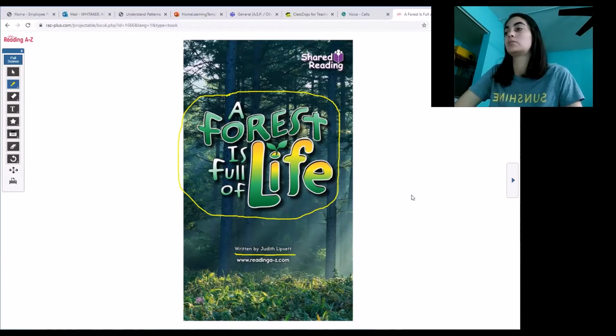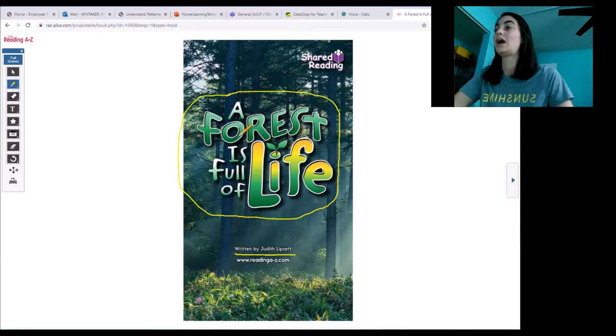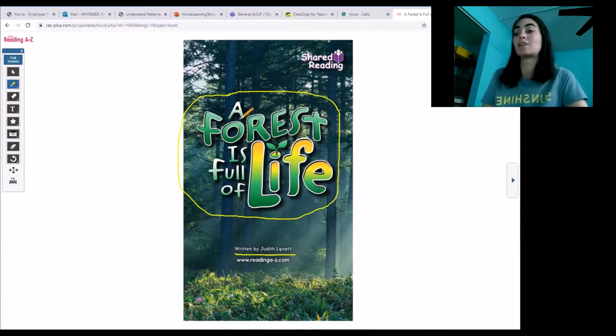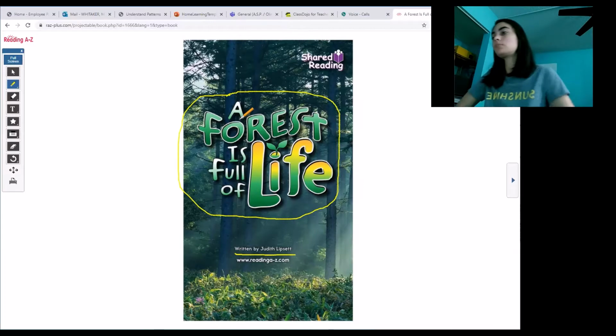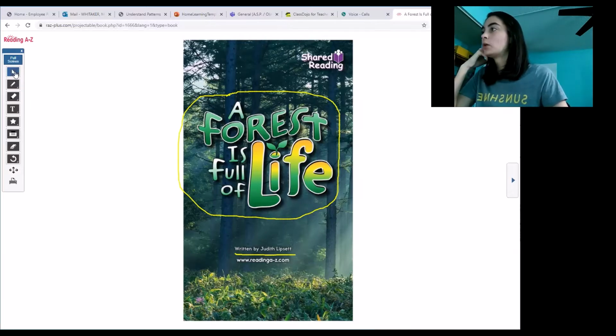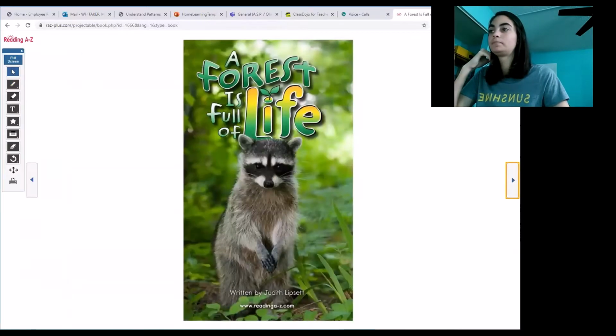What do you think this story is going to be about? How well do you think the title tells us about the story? A forest is full of life. I think it's probably going to be about a forest because it says it in the title. And maybe it's going to go through a lot of animals in the forest. Maybe some birds or maybe some frogs. That's my prediction. Okay, so now we're going to go to the next page.